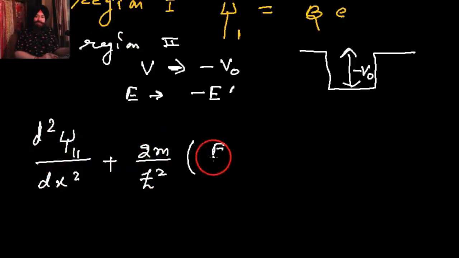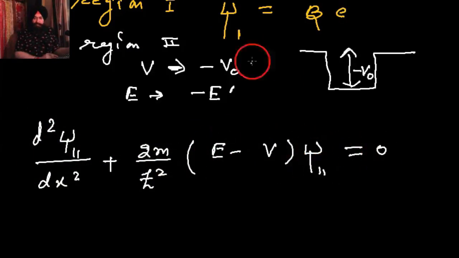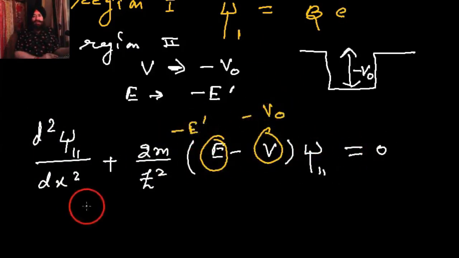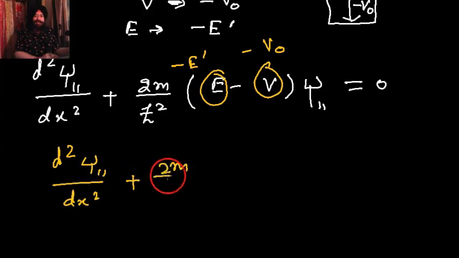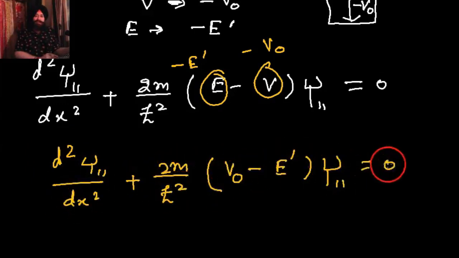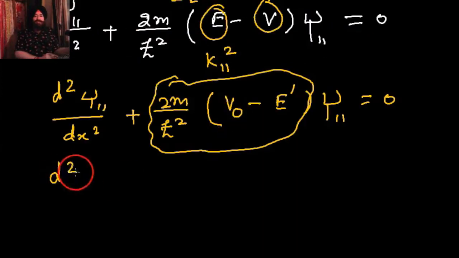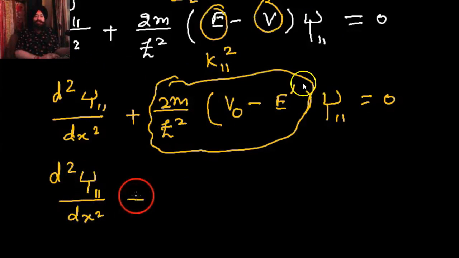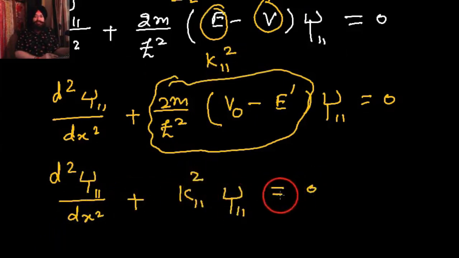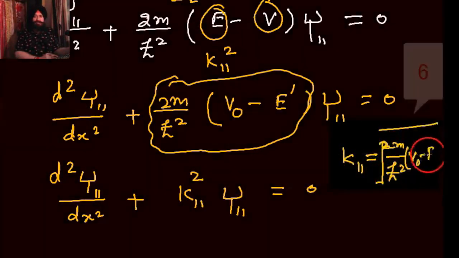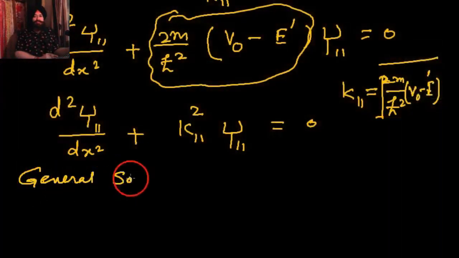Substituting in the Schrödinger equation, V as minus V naught and E as minus E dash, and psi written as psi 2. Now let us take this as a constant K2. I'm taking this as factor K2 square. What is K2? K2 is the root of this. So this is our K2.